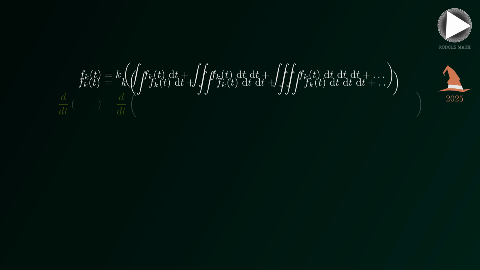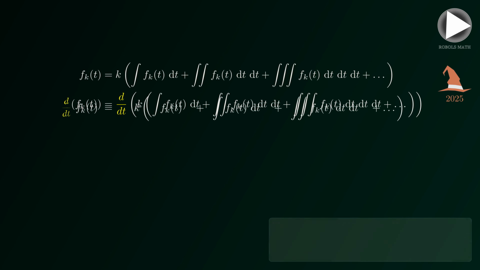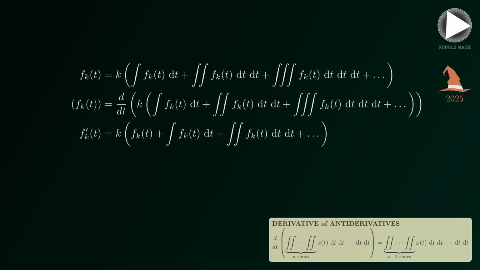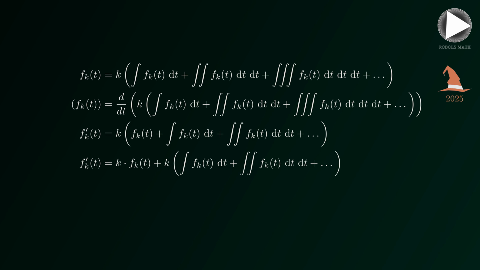Let's take the derivative of both sides with respect to t. We get that f prime of t is equal to k times f of t plus the antiderivative of f of t plus the antiderivative of the antiderivative of f of t and so on. Now here comes the interesting part. A bunch of terms on the right side is simply equal to f of t from our definition, granted of course that the infinite sum converges. We check here that the right side is this k plus 1 times f of t.